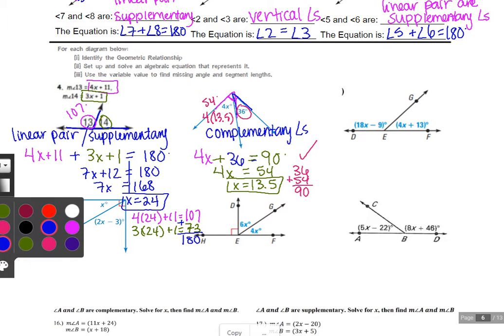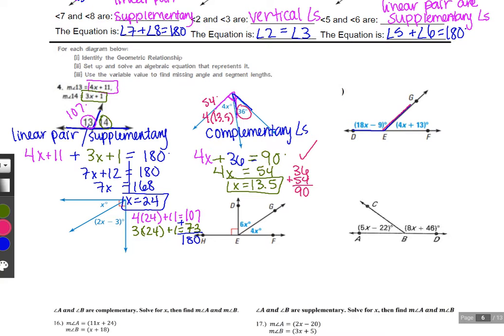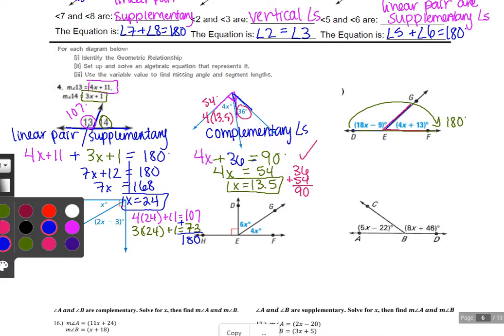Alright, for the next one, we have 3 entire angles here. We have angle DEG, we have angle GEF, and then we also have angle DEF, which we know is a straight angle, which equals 180 degrees. So that means that we are looking at a linear pair or supplementary angles.